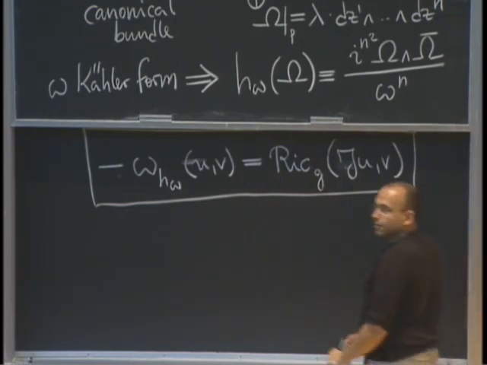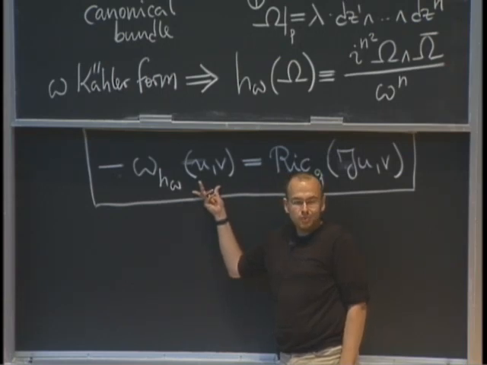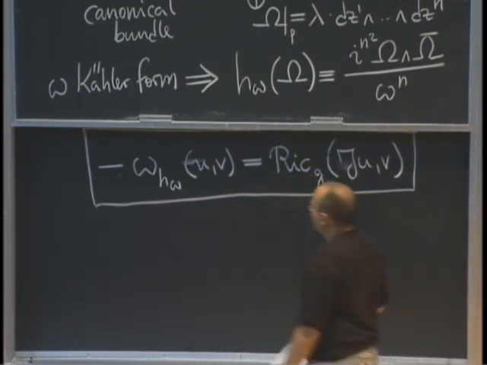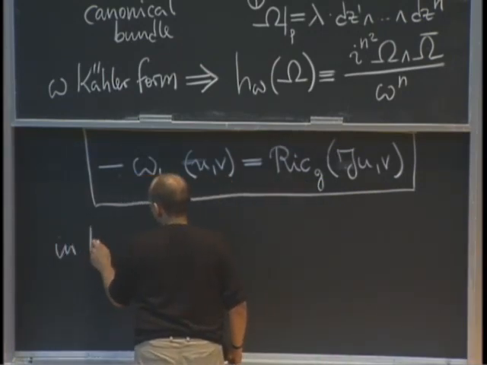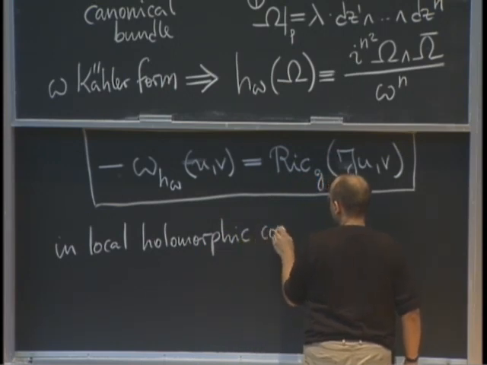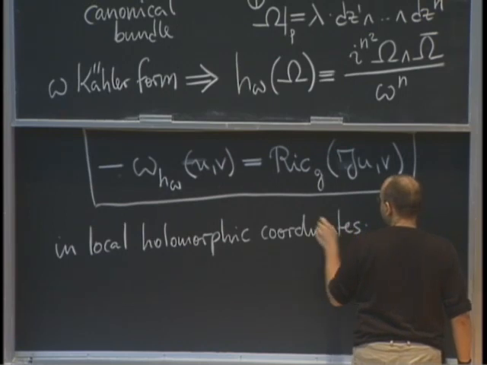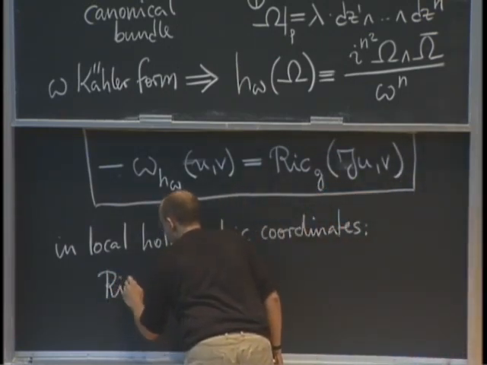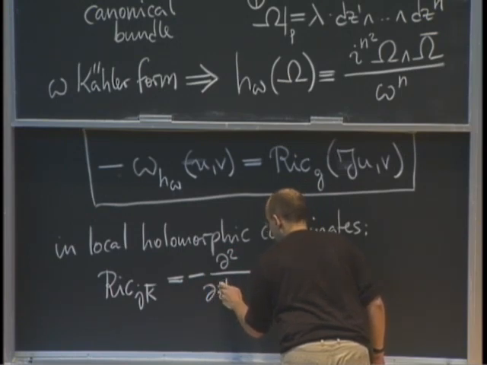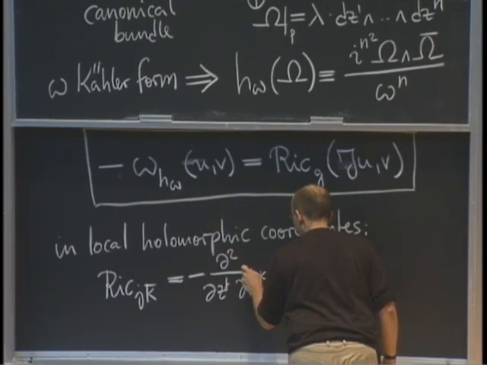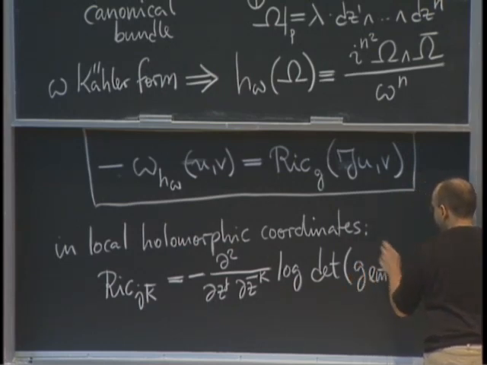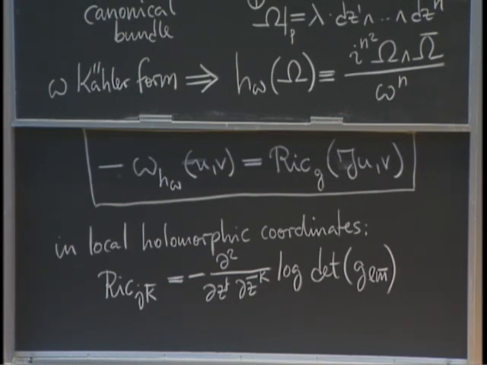And if I write out what that means in local coordinates, which is basically one way of actually proving the formula, to write it out in local coordinates and then compute with that, what this is saying is that in local holomorphic coordinates, Ricci of j k bar is minus d squared by dz_j dz_k bar of log of the determinant of the metric tensor. So I'm using complex and anti-complex indices.